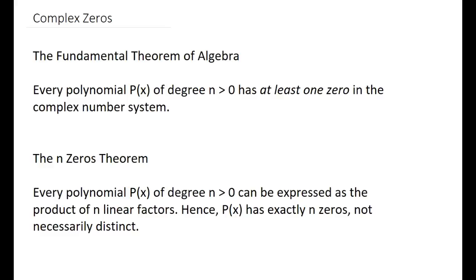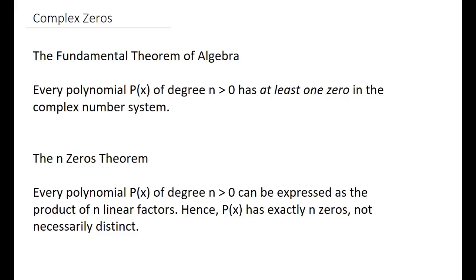Alright, so in a previous screencast called Real Zeros, we learned how to find real zeros of polynomials. It turns out that polynomials also have complex zeros. In other words, they have zeros that involve imaginary numbers. And to get things going, we're going to talk about the fundamental theorem of algebra.